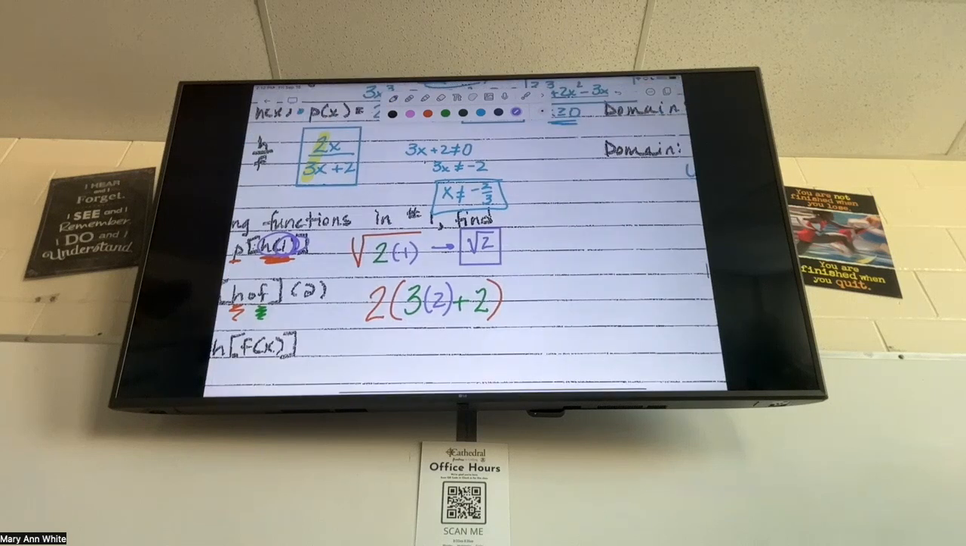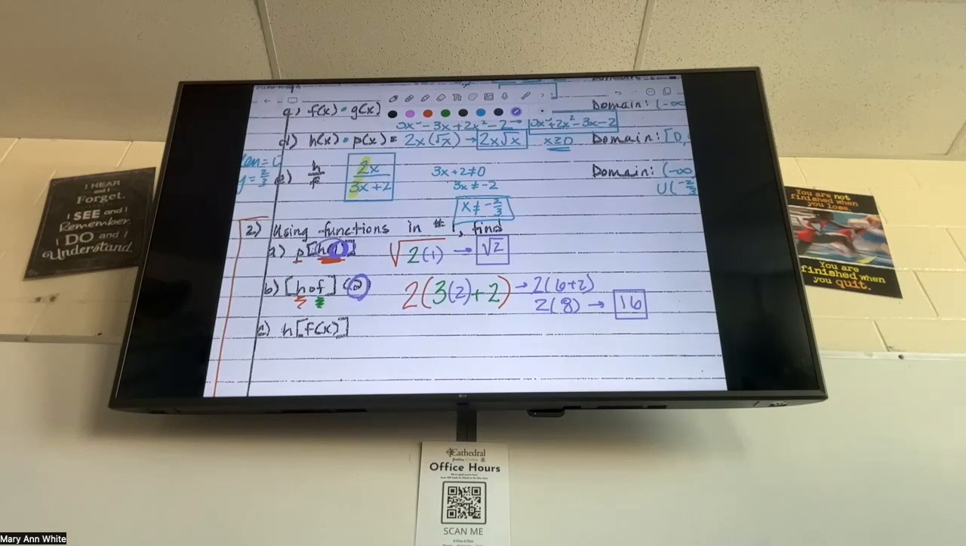Okay, then we simplify. I've got 2 times 6 plus 2, which is gonna be 2 times 8, which is going to be 16. Whenever we're doing a composition with a number instead of with X, so this one was of 1, this one was of 2, your final answer is just a number. The next one says H of F of X, that's gonna be a whole expression. We should still have X's left in that one. This time, again, it's written like the first one, so H is my outside function, F is my inside function, and then I've got nothing to plug in for X. I'm just gonna put F inside of H.